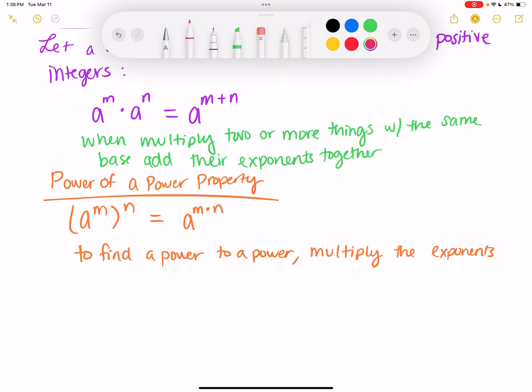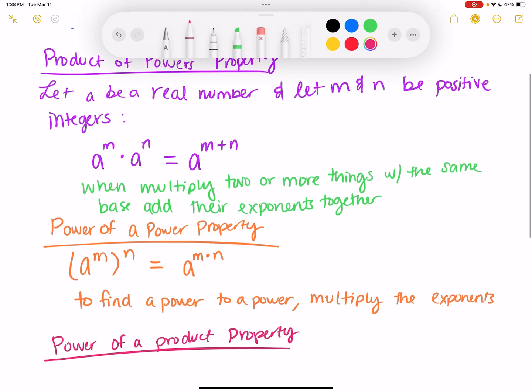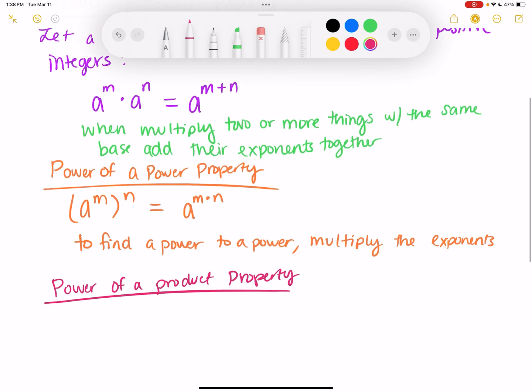And then the last one in this section is the power of a product property. So far we've had product of powers, the power of a power, and now the power of a product. That's why I said don't really worry about the names so much, because that's probably just going to confuse you. I just wrote the title of them and that's about all I think about them. I'm just thinking about mathematically what they are doing, what's happening in here.